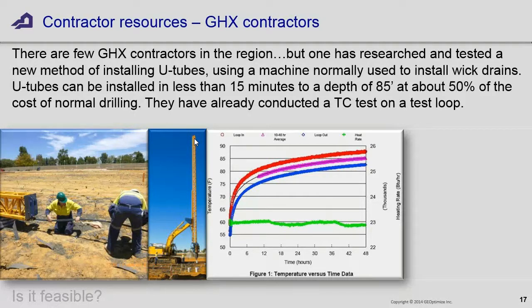And they actually tested it. They were willing to work with us. In that case, we didn't have a contractor that had done geothermal system installation, but we found one that was willing to work with us and test a few things out, test thermal conductivity, and in 15 minutes, they could insert an 85-foot U-tube. So then you design a ground loop based on 85 feet.